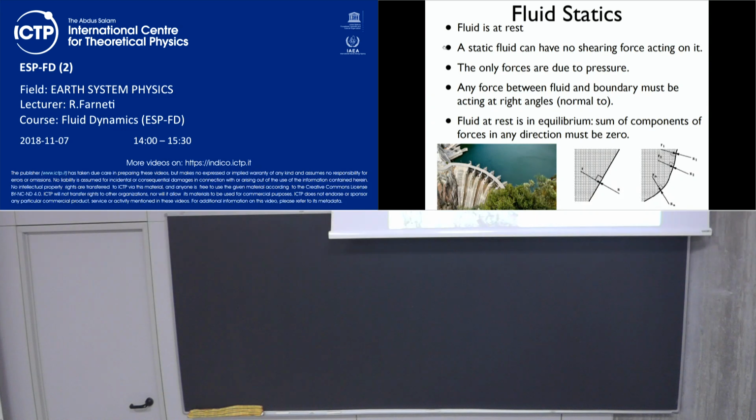So the only force acting on the fluid are normal, and that's pressure. Okay? So any force between fluid and boundary must be acting at right angles and normal to it. And a fluid at rest is in equilibrium because it's not accelerating. So the sum of all the components of the forces in any direction must be equal to 0. So in all the components in x, y, z, in a Cartesian framework, all the components of the forces must be equal to 0. Okay? That's an example of hopefully a static fluid.